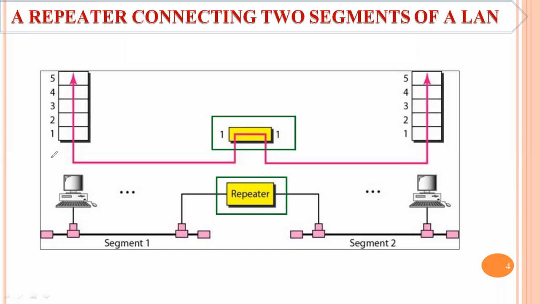Now, suppose the data is coming from segment 1 and the distance is much larger than the normal distance. The data will go to this repeater. At this repeater, the processing is done so that it will be converted to its original form, whatever data is being lost, and then the correct data will be transferred to segment 2. That is why this repeater is used to regenerate the signals.